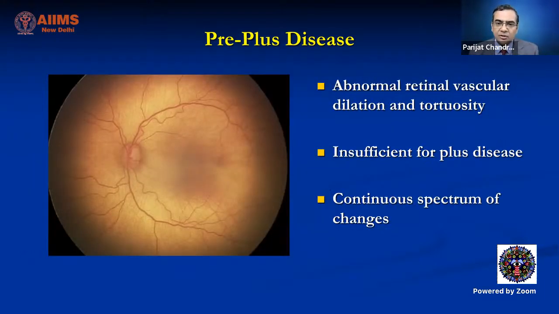Now there is another component known as pre-plus disease. Pre-plus disease basically means that you can see the dilation and tortuosity, but it is insufficient for plus, but is definitely more than normal. So now they signify this as a continuum of disease which goes from the normal dilation and tortuosity to pre-plus to plus. As the disease progresses, this will continue to increase.